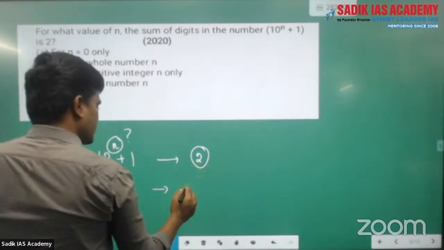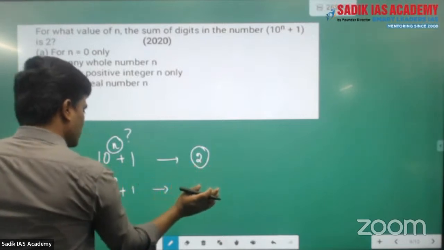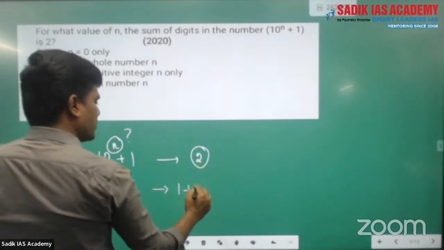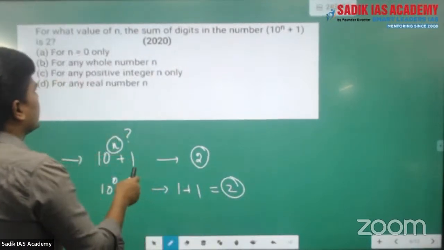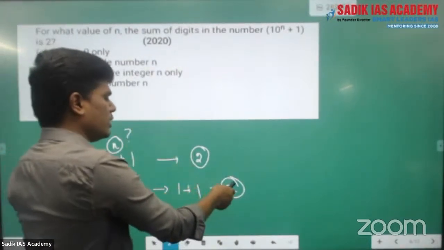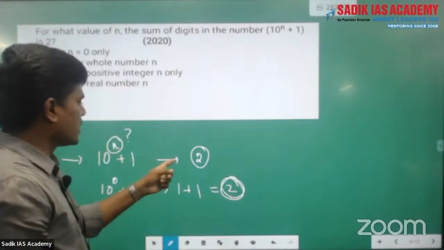The number is 11. 10 plus, sorry, the number is 2 only. This is 1. This is plus 1. The number is 2. So only 1 digit. They are asking what? Sum of the digits needs to be 2. So only 2 is there. Okay, fine. This is satisfying the given condition.